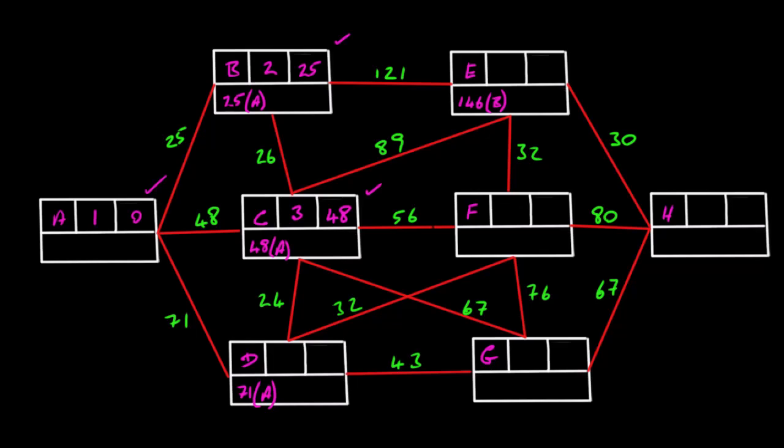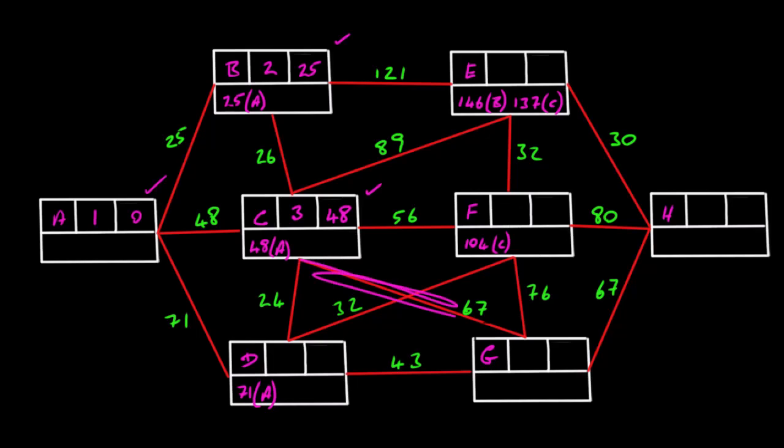We now look at all the arcs from C. So we've got one up along here, but this is already complete, so we don't go in that direction. You've got to go out here to E. So we've got 48 plus the arc weight, which is 89. So it's 48 plus 89, which is 137. 137 is smaller than 146, so I'm going to include that here. 137, that came from C. Next thing we've got to do is come out along this direction here. We've got 48 plus 56, which is 104. And again, that came from C.